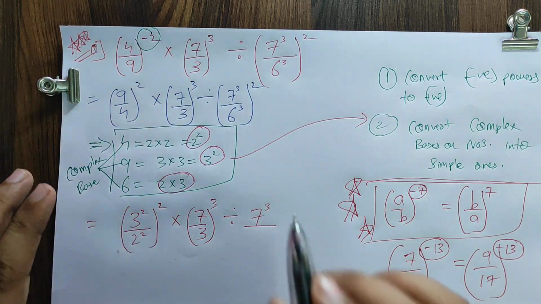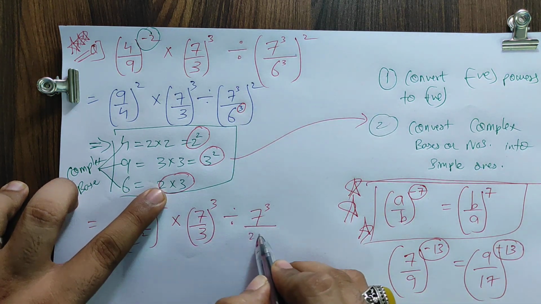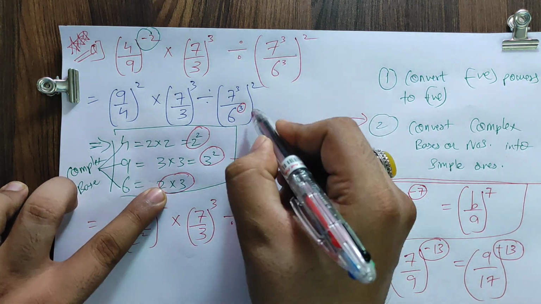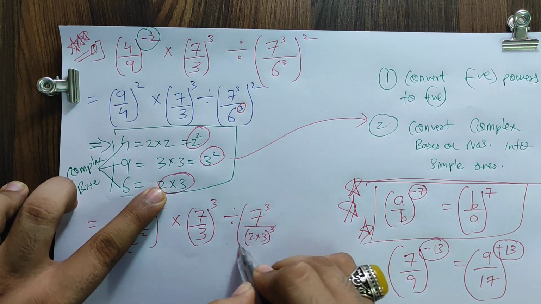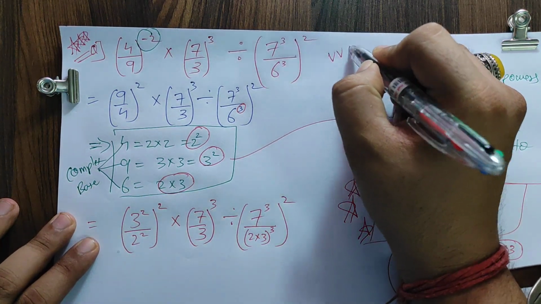This 6, listen very carefully, we already have a power raised to 3, but this 6 can be written as 2 multiplied by 3, and don't forget we have a power 3 over here, and the whole raised to power of 2. Very, very important question is this.